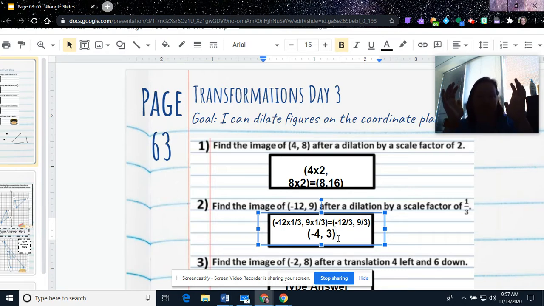So again, visualize with me. If you're at negative 12, 9, well, I guess you're looking at me backwards here, so it'd be up here. Then when you shrink it by a scale factor of 1/3, you can see what's going to happen is it's going to take all of those and bring them closer together.